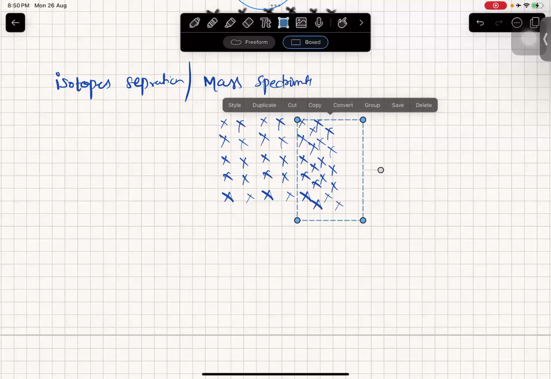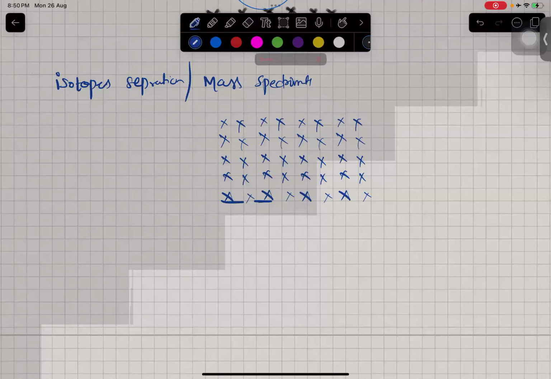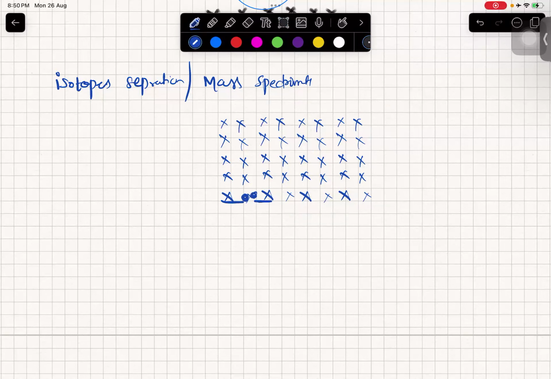And then from here they shoot two particles, one and then two, with the same velocity, but definitely one is heavier. You know the radius is equal to mv upon qB.